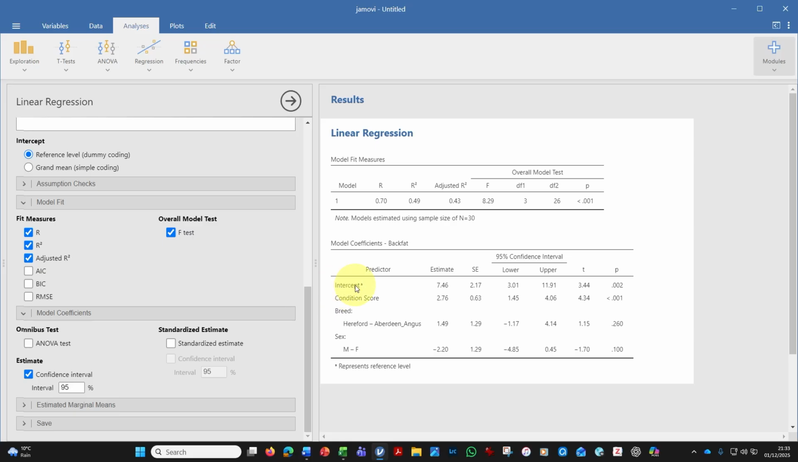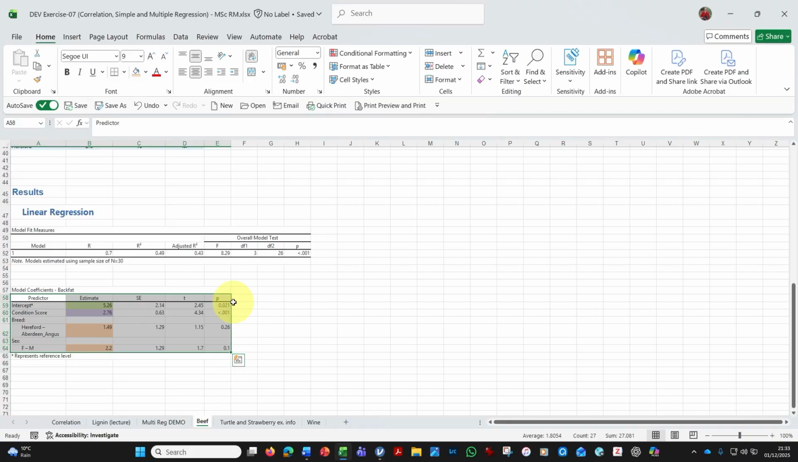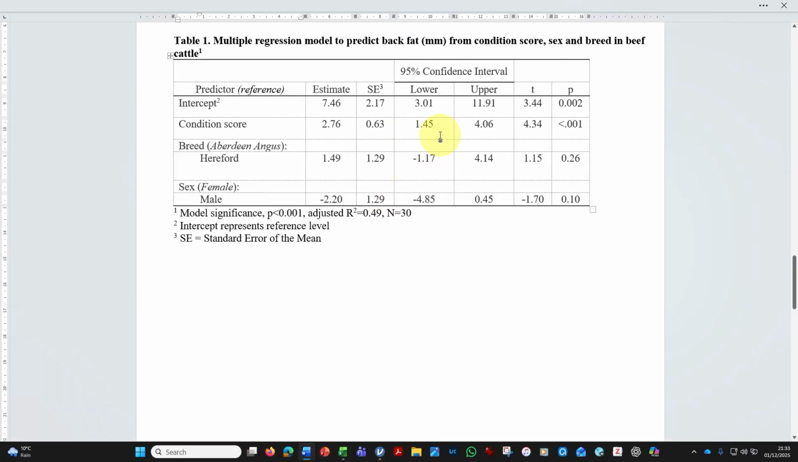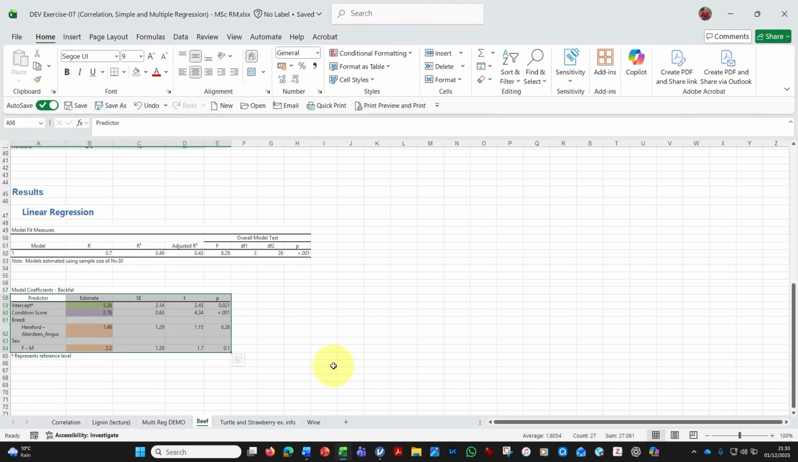So for the intercept, it's 7.46, but that's between 3.01 and 11.91. If I look at my condition score, we estimate 2.76, that's our coefficient, but that's between 1.45 and 4.06. And if I go back to Excel, oh sorry, go back to the Word, you can see those values here. There's my confidence intervals in the table. Okay, so that's how I get the model together.